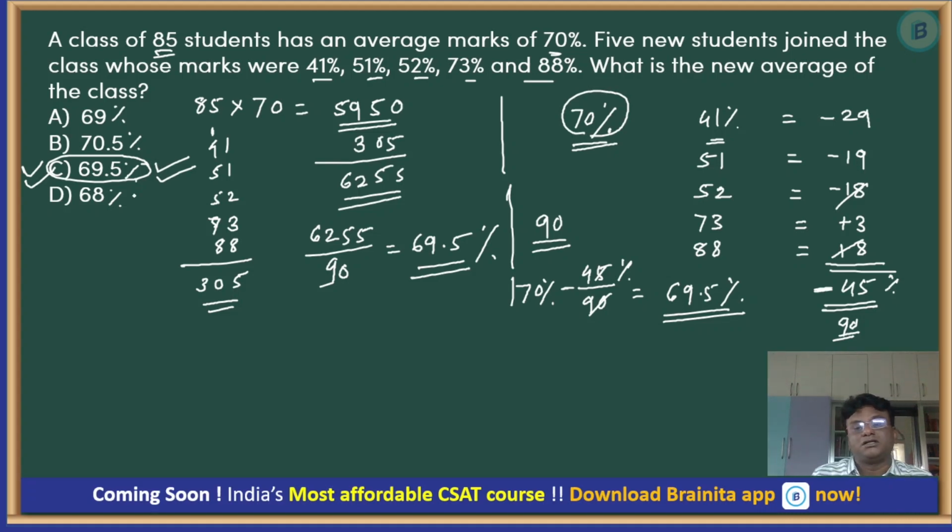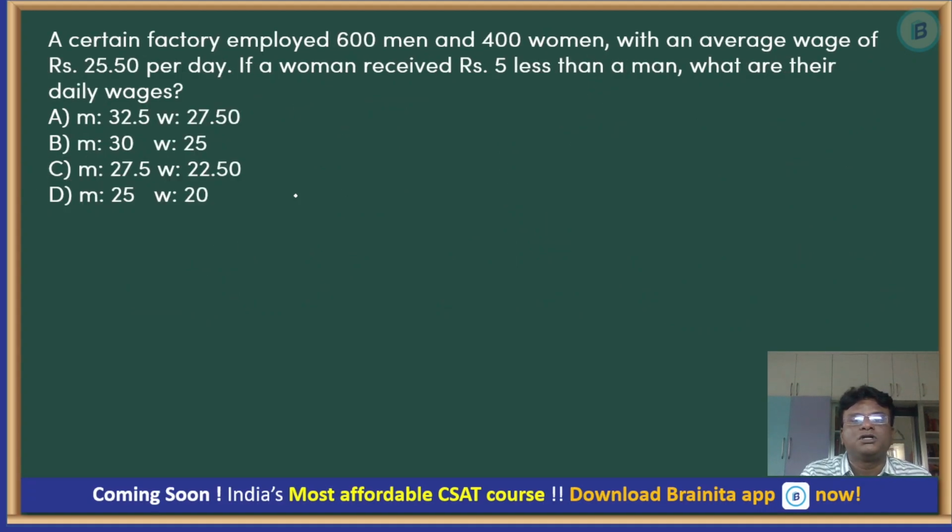Now this is another type of question, but of course this particular question you can solve by this straightforward simple method also. Let us move to the next one. A certain factory employed 600 men and 400 women with an average wage of 25.5 per day. If a woman received 5 less than a man, what are their daily wages?